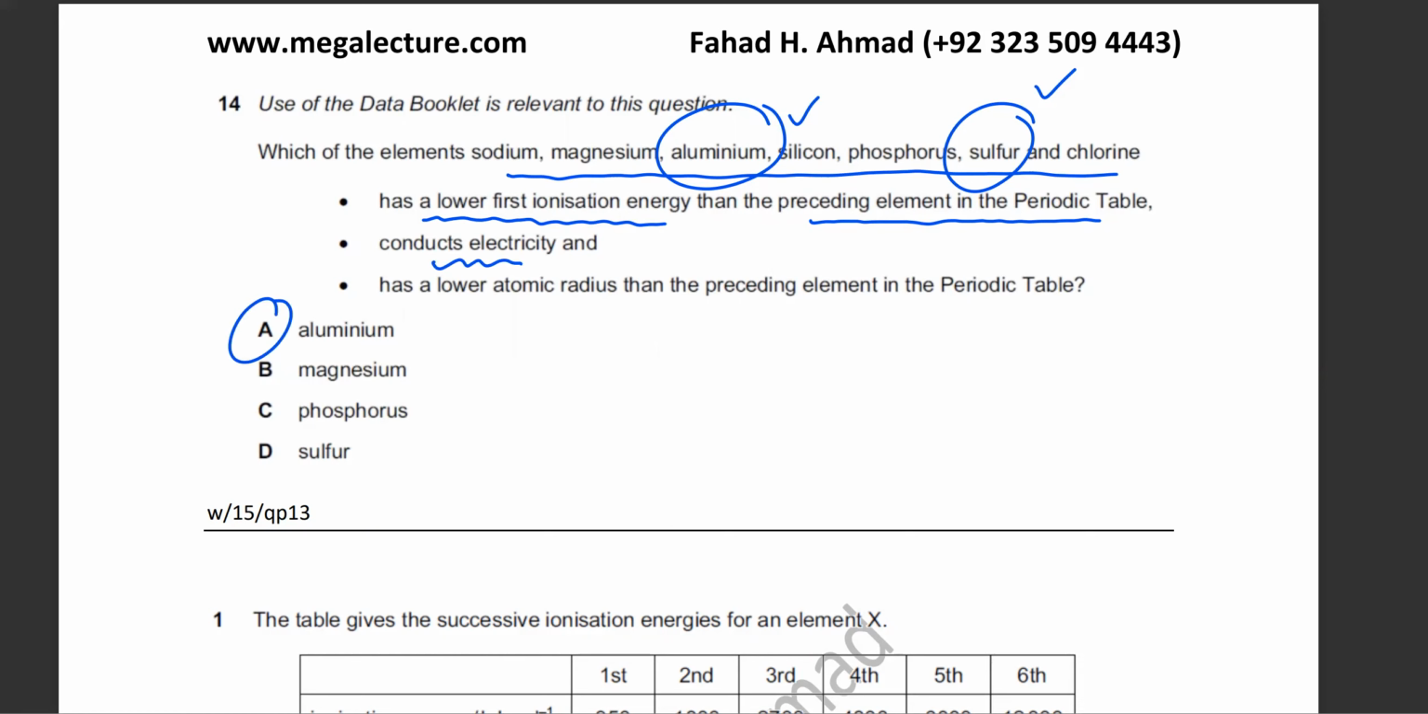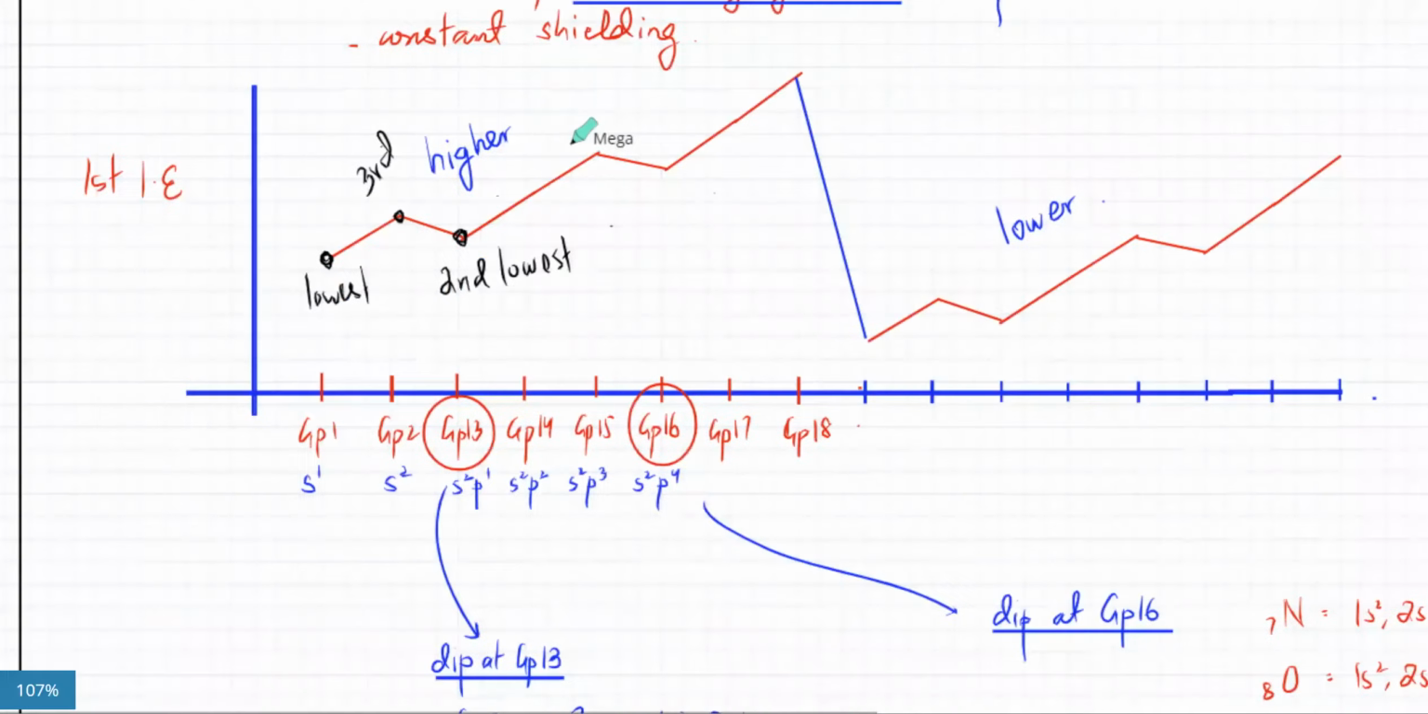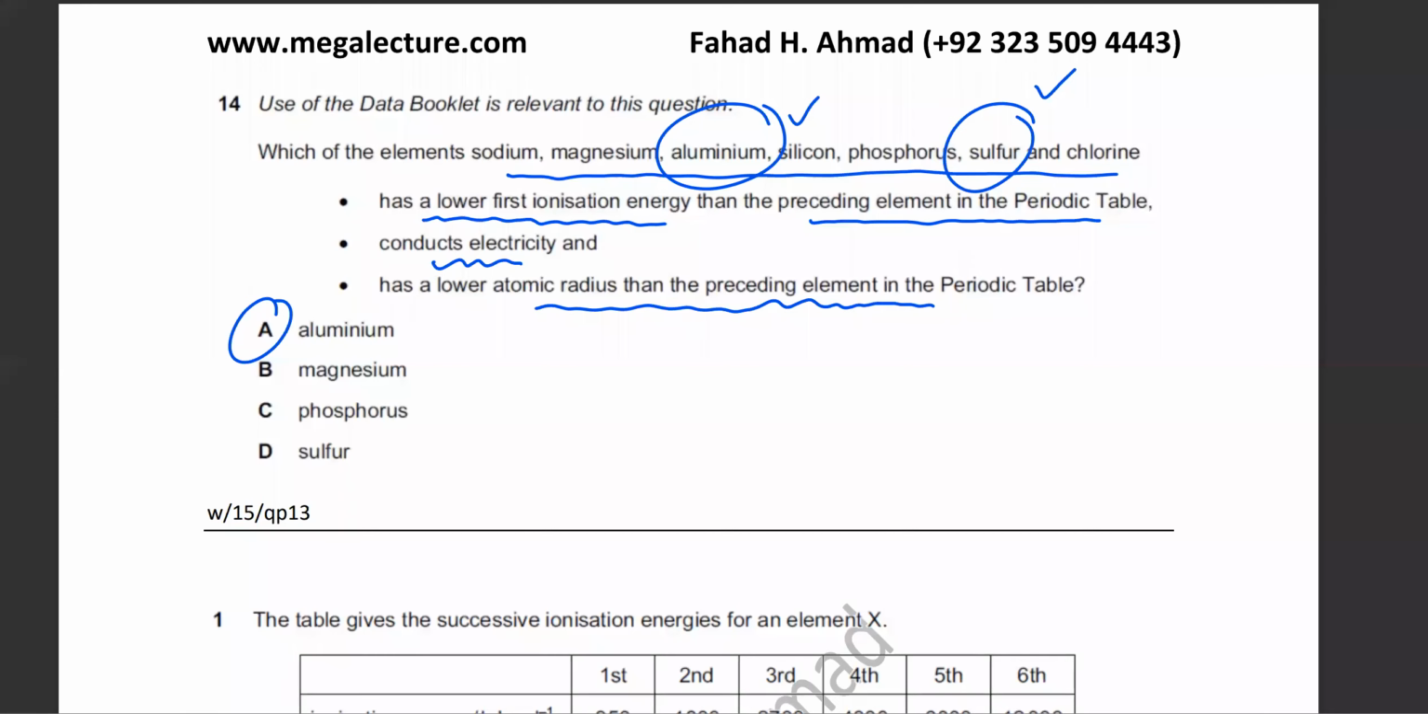And has a lower atomic radius than the preceding element in the periodic table. You don't even need that. All of them have a lower atomic radius than the preceding element, because across the period, every atom, pick any atom, it's smaller than the previous element. Is that clear? Yes, sir. So this one is going to be true for all elements in the period.